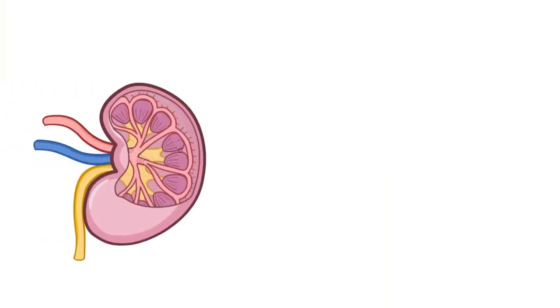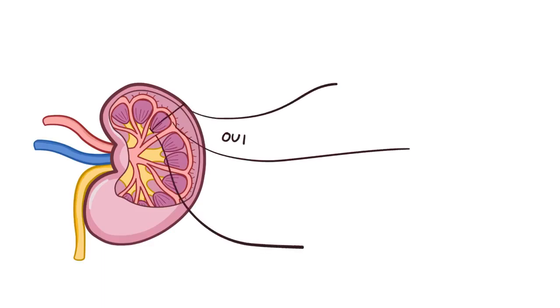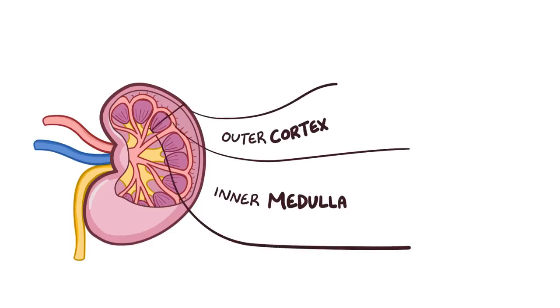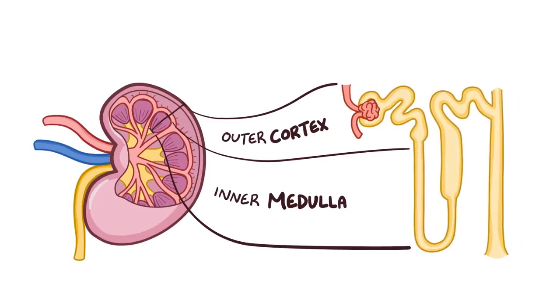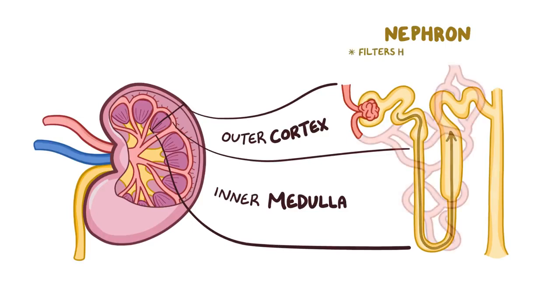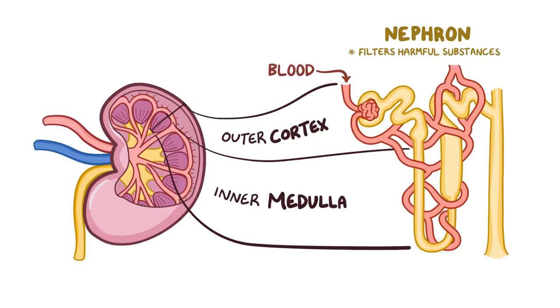If we take a cross-section of the kidney, there are two main parts, the outer cortex and the inner medulla. If we zoom in, there are millions of tiny tubes called nephrons, which go from the outer cortex down into the medulla and back out into the cortex again. Nephrons filter out harmful substances in the blood so that we can excrete them into the urine.